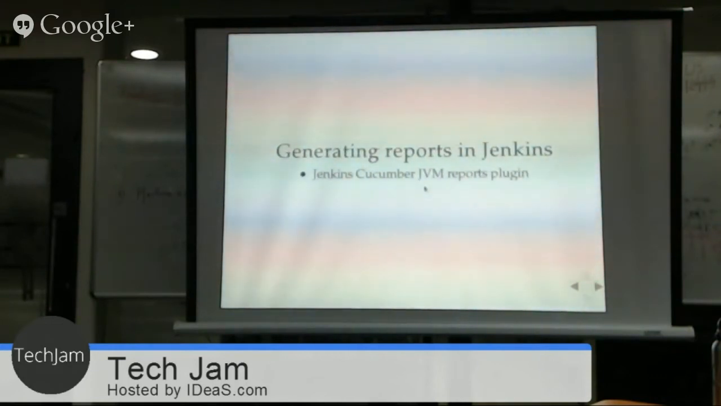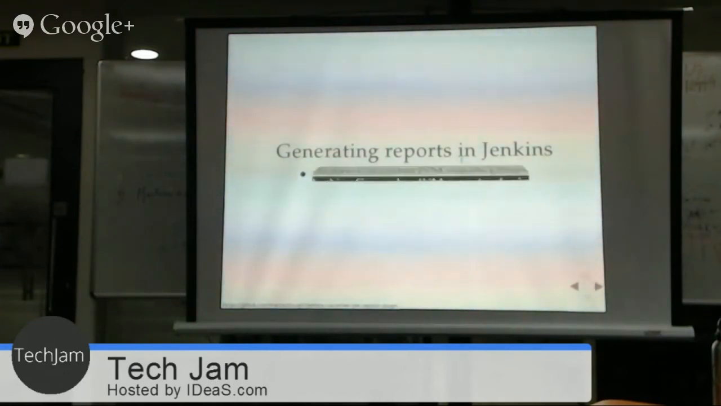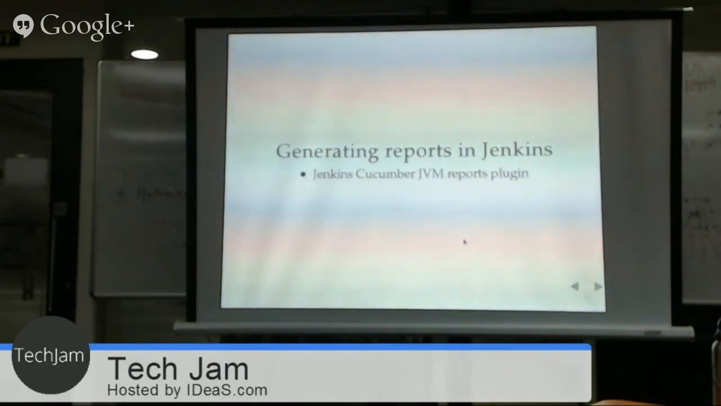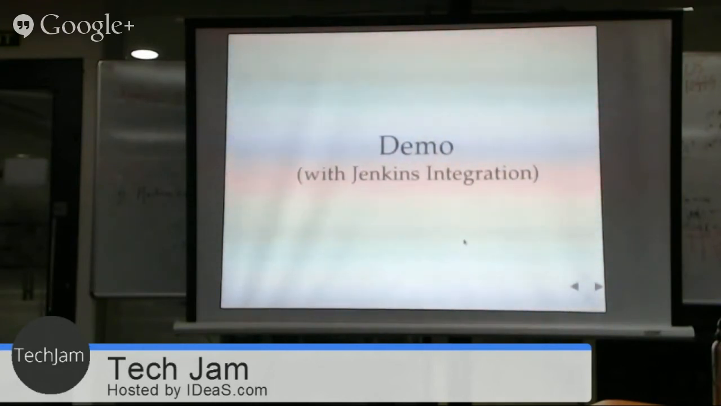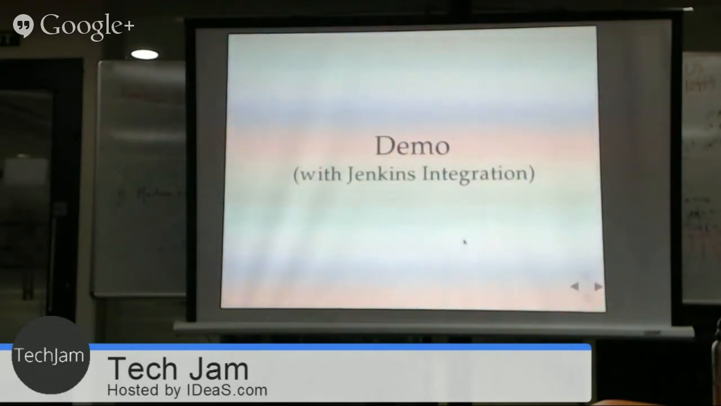For generating reports in Jenkins, the plugin is the Jenkins Cucumber JVM Report plugin. I already told you how it works, and here there's a link to it. You can always browse it to go through the GitHub code of this. Then we'll have a quick look at the demo.